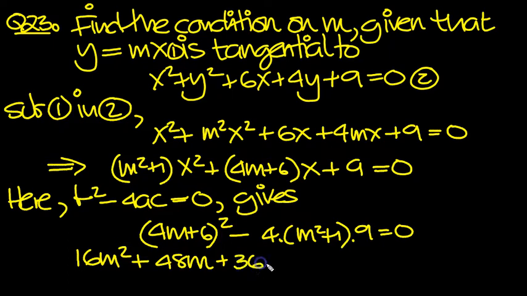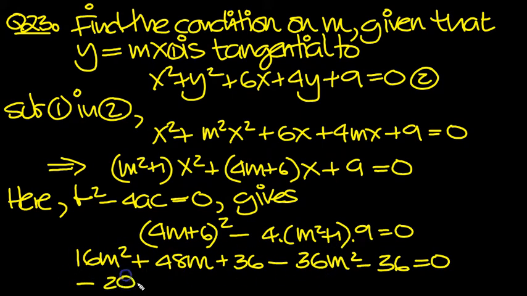6 squared is 36, minus 4m squared times 9, so that's 36. So it's minus 36m squared. And then we've got 36 with a minus again times 1, minus 36, equals 0. So what have we got then? We've got 16 minus 36m squared, which is minus 20m squared. Then we've got plus 48m. And then 36 take 36 cancels. That equals 0.